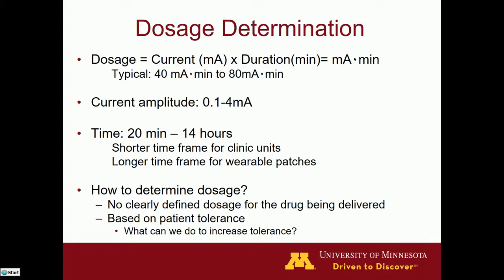How do you determine dosage? Well, you don't know how much drug is delivered in a given time. Dosage is based on patient tolerance. Typically, on a clinic unit, you start with a 40 milliamp minute goal and try to increase to 80 milliamp minutes in future sessions. The higher the milliamp minutes, the theory is the more of the drug gets through the skin.